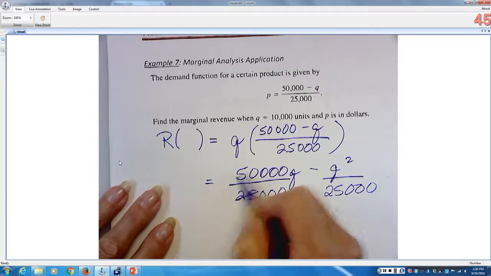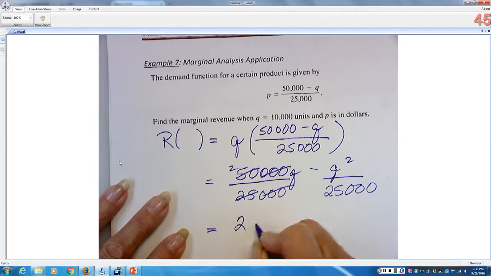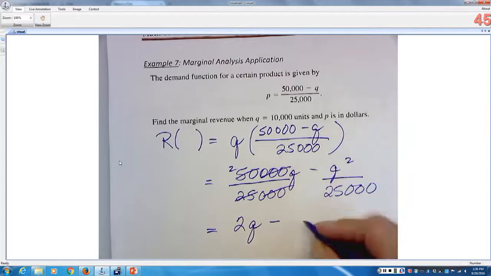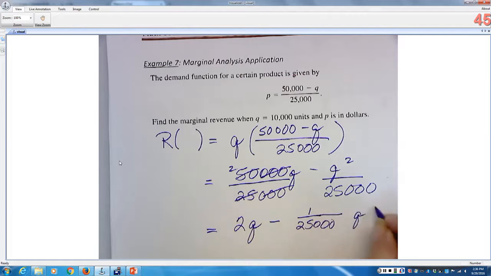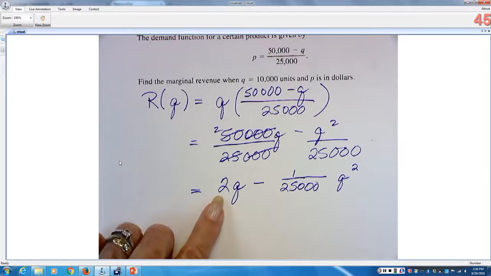So 25 goes into 50 two times, and the thousands all cancel, so that's gonna be 2Q minus, I don't really like the number being in the bottom, I'm gonna change it to a fraction, so that I can treat it more like a coefficient. Okay? So their revenue for Q thousand, whatever it is that they're making and selling, is given by this equation.